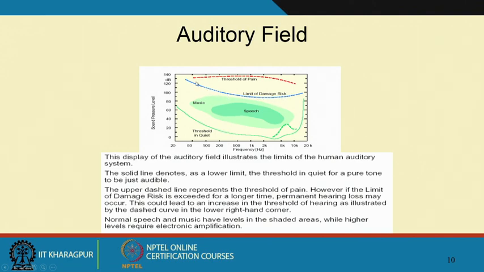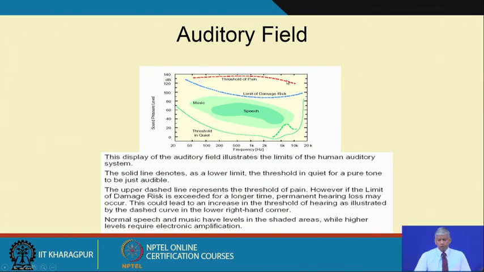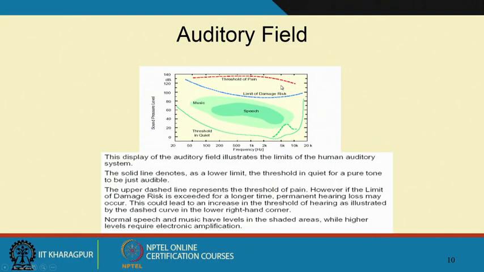At high levels, prolonged exposure of our ears to more than this level will create damage to our ears, and beyond these levels we will have a sensation of pain. So one has to be very, very careful. Though the energy is insignificant from a thermodynamics point of view, these levels are so damaging to our human ear that one has to be careful.